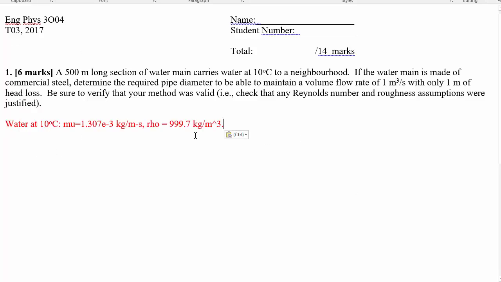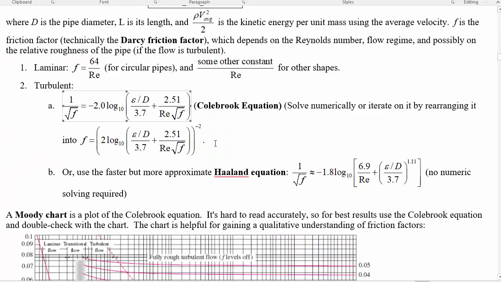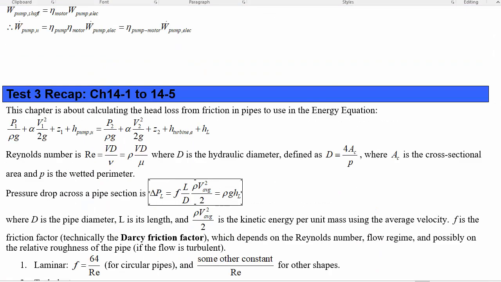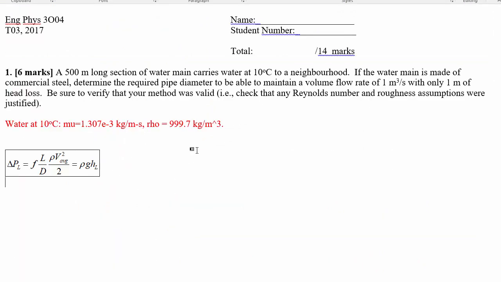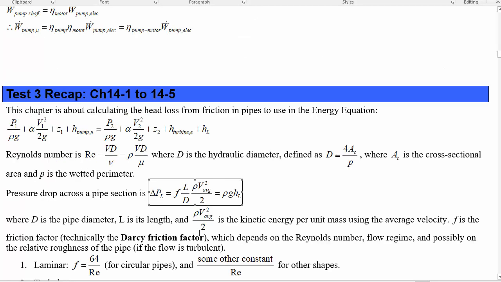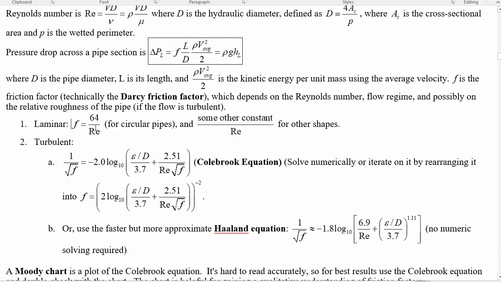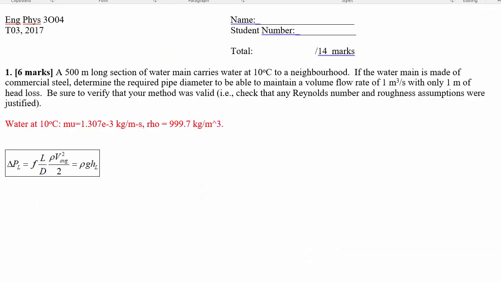Okay, so we've got our water properties looked up from the back of the textbook, the dynamic viscosity and the density of water. Now, to deal with this question, we're going to need to bring in some equations. So let's start off with the head loss equation. And then you see that we're going to need the friction factor for this. So for the friction factor equation, we need to know whether we're dealing with a laminar flow or a turbulent flow. And because it's water, because it's a big flow rate and we don't want much head loss over a long pipe section, it's almost certainly going to be turbulent.